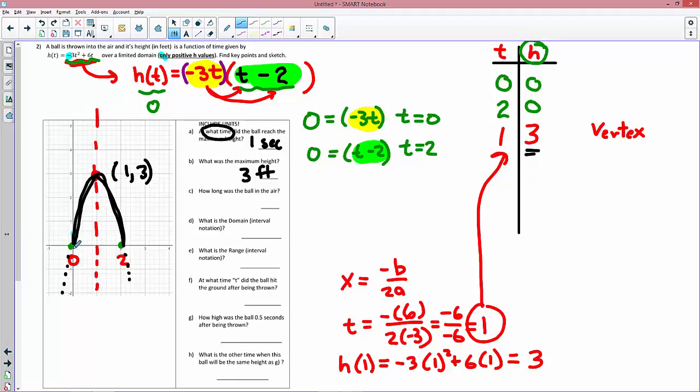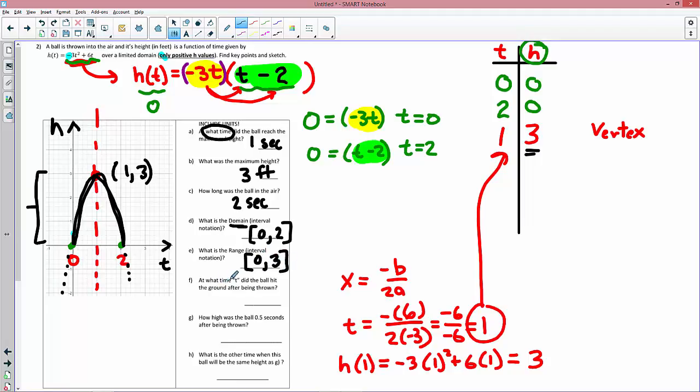How long was the ball in the air? Well, the entire parabola starts at 0 and ends at 2 on the t-axis. This is the t-axis. This is the h-axis. So it's 2 seconds. What is the domain? Domain is all possible x values. In this problem, though, it's t values. So it's bracket 0, comma 2 bracket. What is the range? Remember, range is all the possible y values, or in this case, h values. So it's just from 0 to 3.